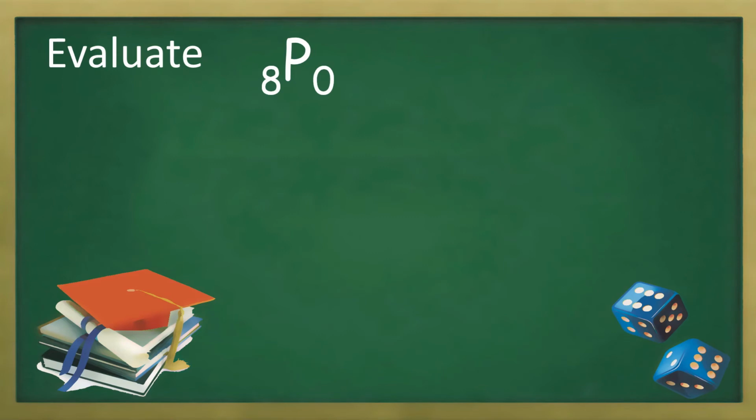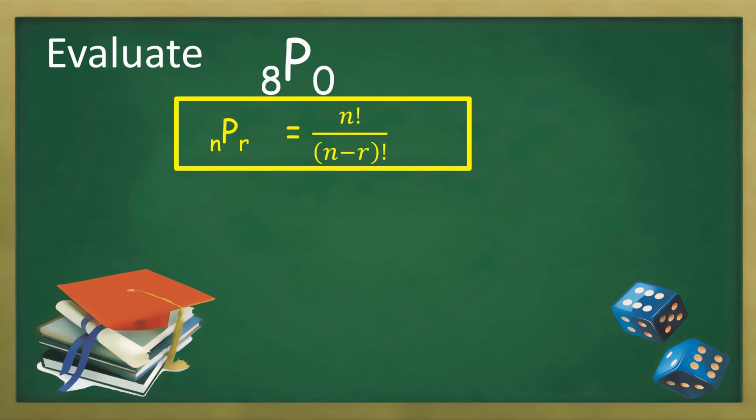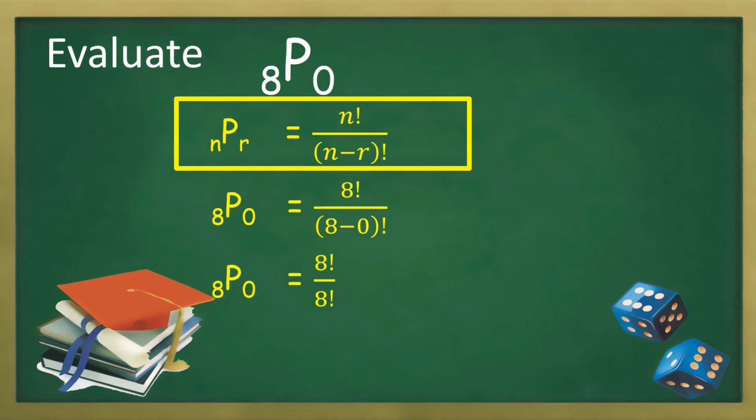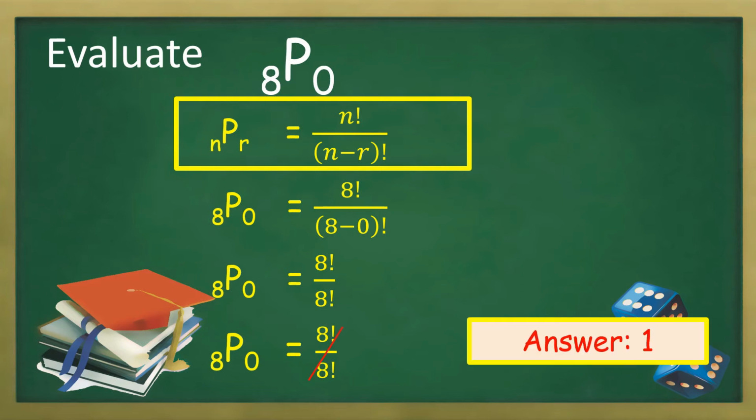Okay, so let's have another example. So 8P0. So we will have n factorial over quantity n minus r factorial, replacing n with 8 and r with 0. So we will have 8 factorial over 8 minus 0 factorial. Then we will have 8 factorial over 8 factorial, which is equal to 1.